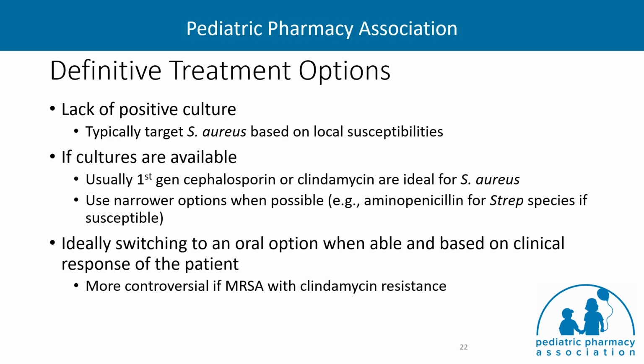If the cultures are available, ideally we try and get them to a first-gen cephalosporin or clindamycin for most Staph aureus strains. For strep or other species, we may be able to narrow them even further to aminopenicillin or something like that. And there's always the goal of eventually getting them to an oral option when able and based on the response of the patient. This gets a little bit more controversial if it's MRSA, definitely with clindamycin resistance, because your options get a little bit smaller, which we'll get to in a few minutes.